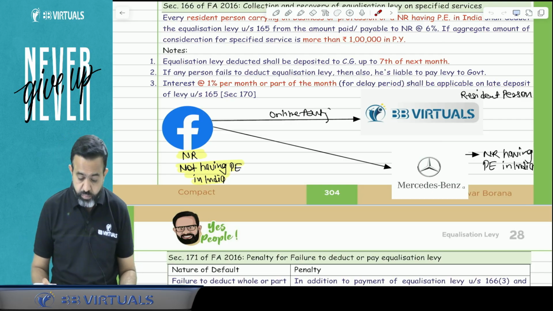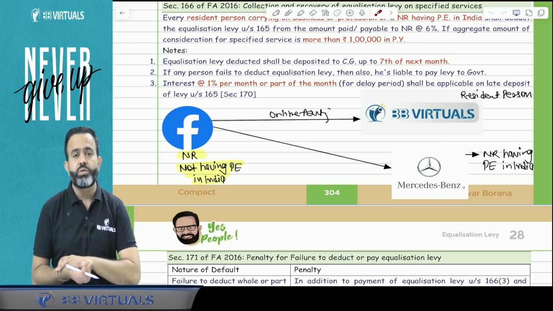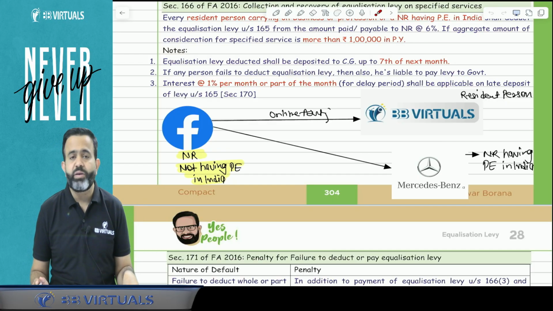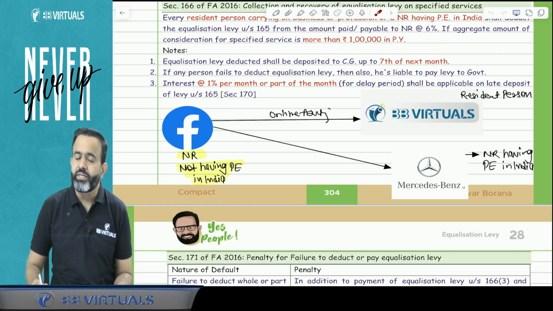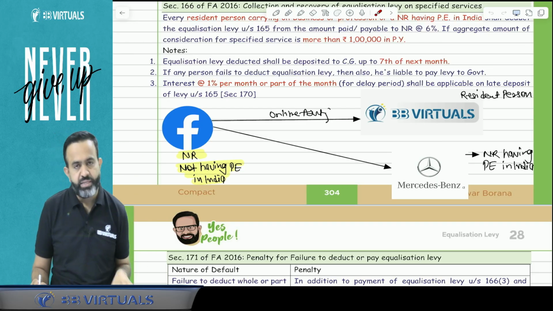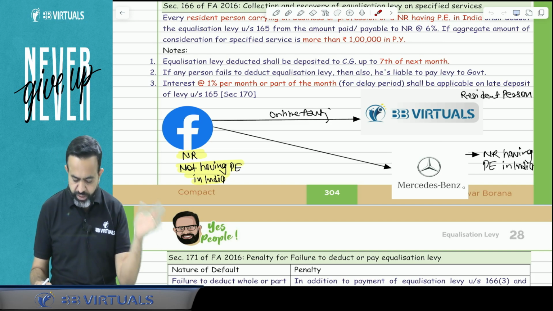Okay, one more point. Sir, suppose equalization levy is not deposited to the government account by the 7th day of the next month, then from the 8th day, there will be interest of 1% per month or part of the month on that equalization levy under section 170. So section 170 of the Finance Act 2016 says that there will be interest at the rate of 1% per month or part of the month on the delayed payment of the equalization levy.